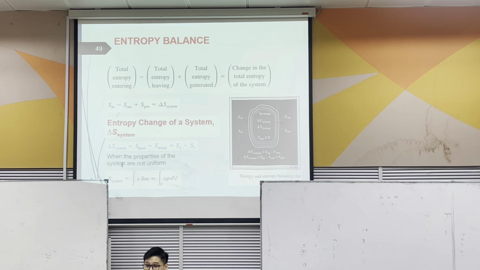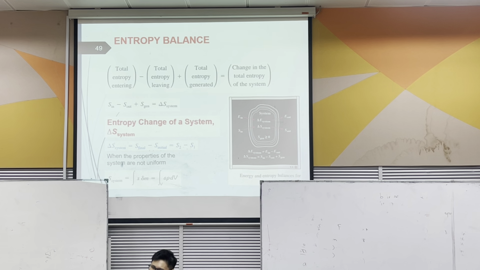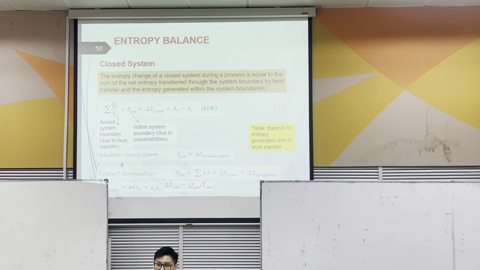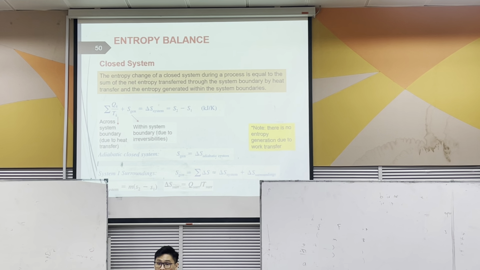So entropy, unlike energy, in a way can be created. That's why it's not reversible, because you cannot come back. So it will be equal to the change in the total entropy of the system. If you have a reversible one, then the generation is 0. So for a closed system, the entropy change of a closed system during a process is equal to the sum of the entropy transferred through the system boundary by heat transfer and the entropy generated within the system boundaries.